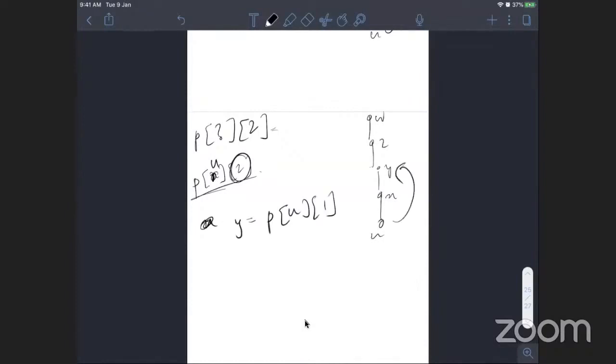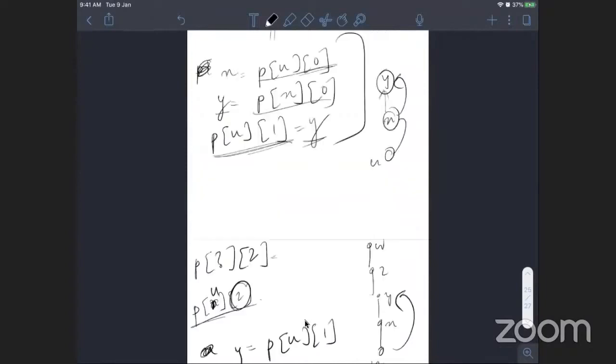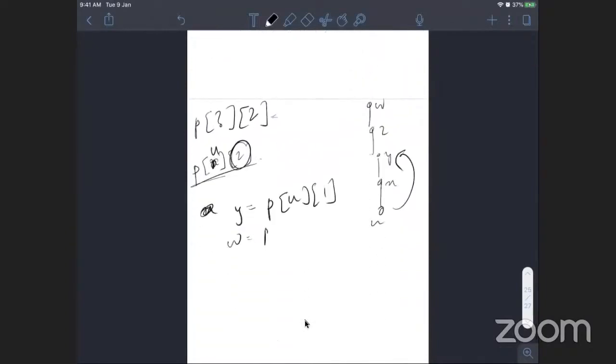And then W is equal to P, Y1, correct? And then P U2 is equal to W. Same idea. Second parent of second parent, correct?